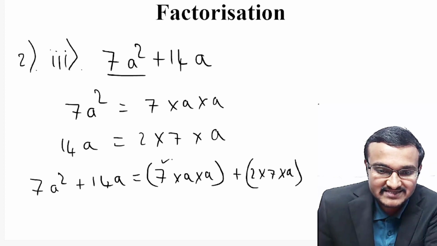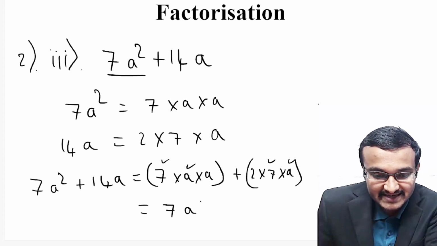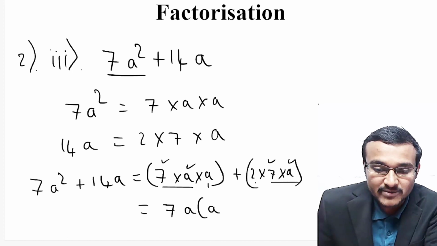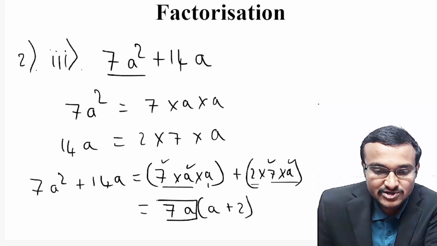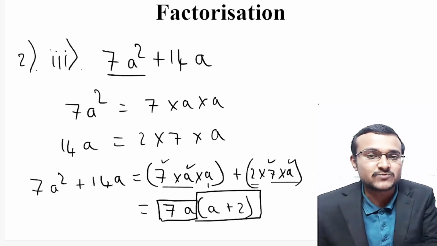Here you can clearly see 7 and 7 are common, a and a are common. So that you can take it as common. So 7a is common in this particular first term. So a will be remaining. So a, here also when you take 7a as common, 2 will be remaining. Plus 2. So 7a into a plus 2 is the answer for this 7a square plus 14a. So that means 7a acts as one particular factor, a plus 2 acts as one particular factor.